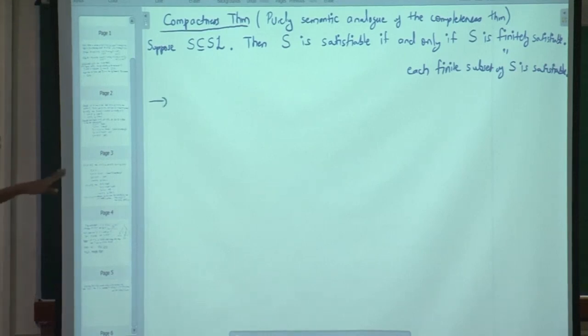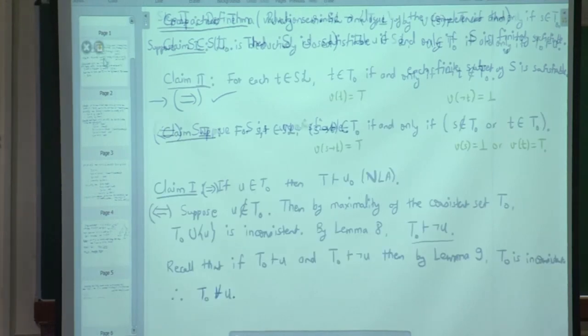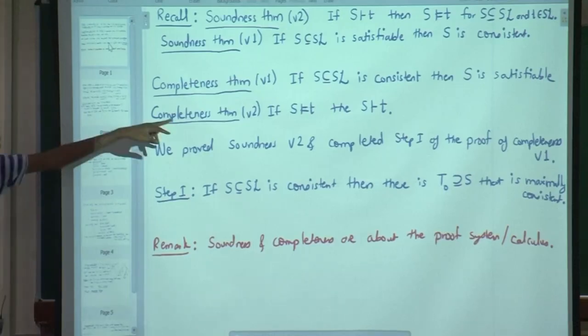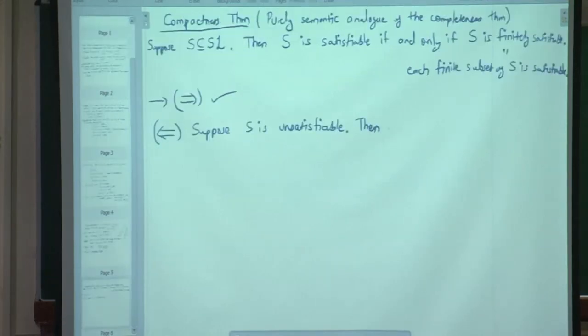So one side I don't need to prove. If S is satisfiable, and V is a model of S, then V is a model of every finite subset. So I'm not going to write this. Only the converse. Suppose S is unsatisfiable, means contradictory. Then what do we know from slide 1? If it is not satisfiable, then it is inconsistent. Then by completeness version 1, S is inconsistent.